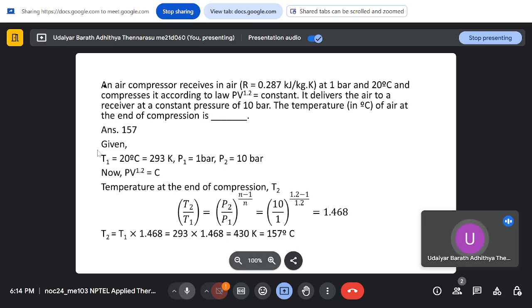So this you can get by substituting the ideal gas equation in PV raised to power n equals constant. If you substitute volume terms in terms of pressure and temperature, this is what you will get: T2 by T1 equals P2 by P1 raised to power n minus 1 by n. So substituting the initial and final pressure, P2 is 10 bar and P1 is 1 bar and n is given as 1.2, we will get the ratio of temperature as 1.468. So the outlet temperature is 1.468 times the inlet temperature, which comes out to be 430 Kelvin or 157 degrees Celsius.